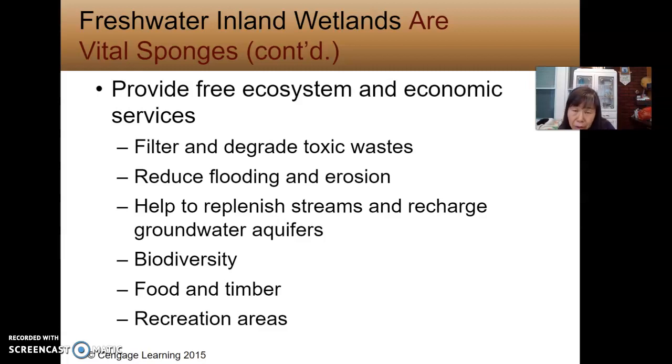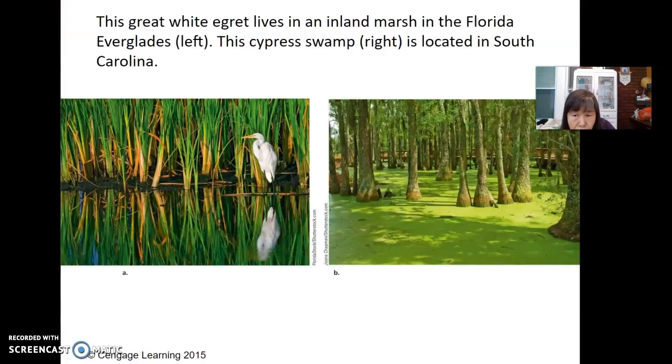Those areas often are damaged by humans for other activity, but actually they are very important. They provide ecosystem and economic services, such as filtering and degrading toxic waste. They reduce flooding and erosion. They help to replenish streams and recharge groundwater. They provide biodiversity. They provide us with food and timber. They provide recreational areas.